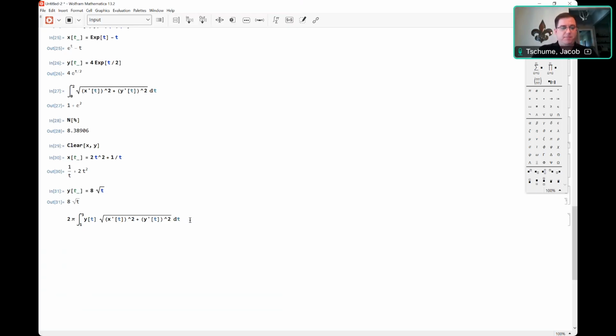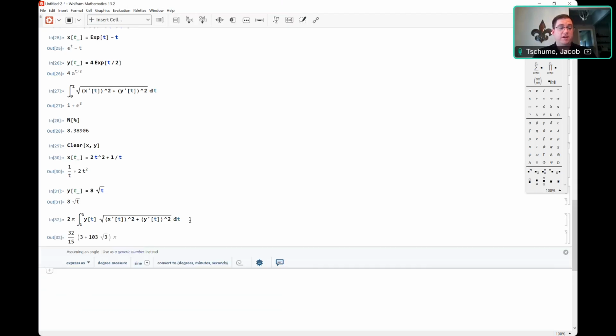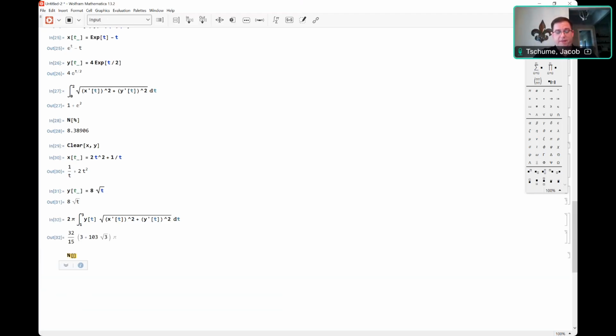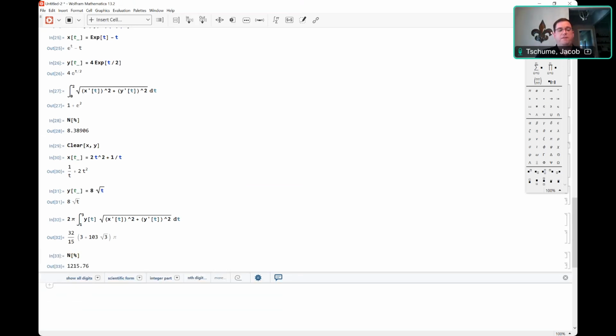So let's see if I picked good enough numbers for Mathematica to do. All right, and so there you go. It's a pretty ugly answer. It's 32 over 15 times 3 plus 103 root 3 times pi. That is never a problem I would make you do by hand in a test, but Mathematica was able to spit it out in a couple of seconds. Now I'm curious about what that is, so let's do capital N. So it's about 1,215 square units.